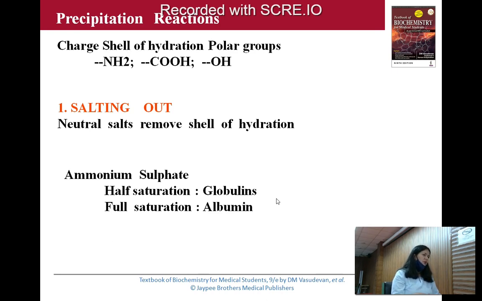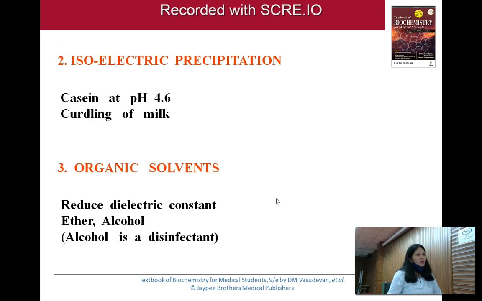On the other hand, in salting out, when you add a huge amount of this neutral salt, they remove the hydration layer around the protein molecule, due to which the protein molecules aggregate and then get precipitated out. So this is a precipitation reaction. Precipitation can be due to salting out. Then number two is isoelectric precipitation, which I've already told. Each and every molecule at its isoelectric pH will have no charge, so they tend to aggregate and then get precipitated out.